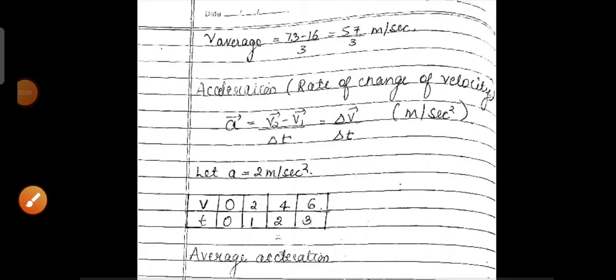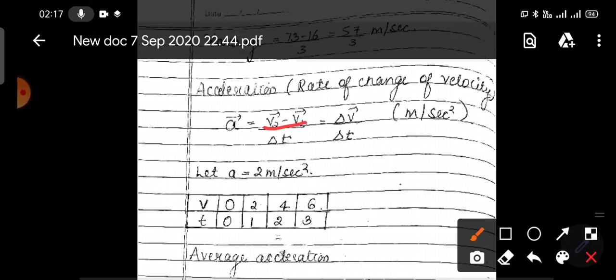Good morning, students. So today we are going to start our next topic, that is acceleration. So what is acceleration? As you know, the rate of change of velocity of an object is called acceleration of that object, or change in velocity per unit time is called acceleration. Change in velocity means final velocity minus initial velocity per unit time.